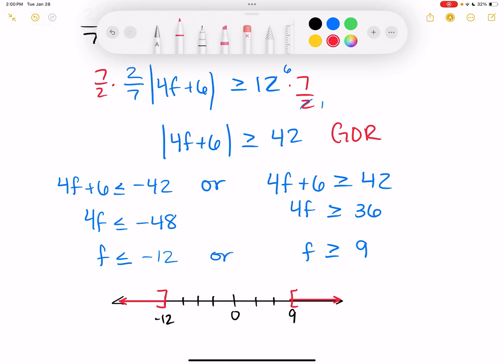Any questions on that? All right, problems then are 3 through 19 odd. And 23. That's it.